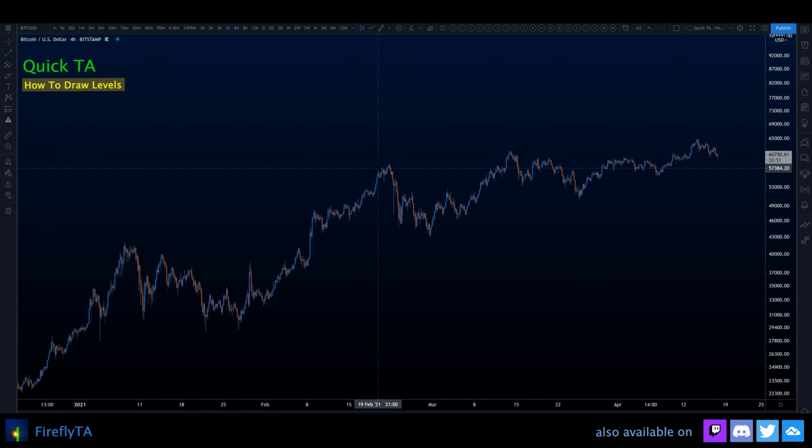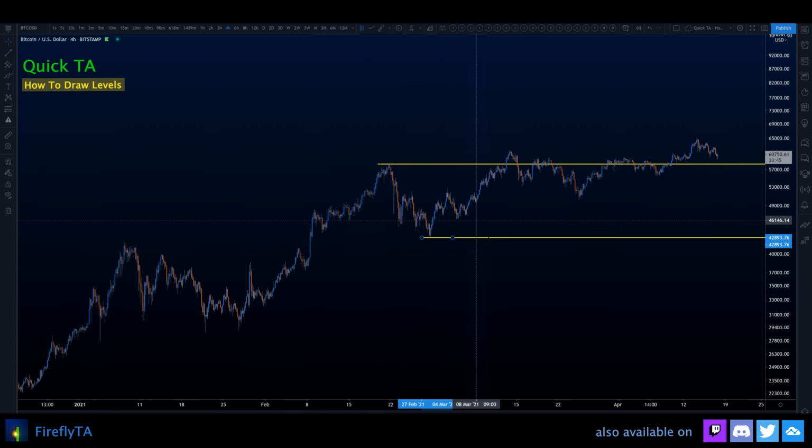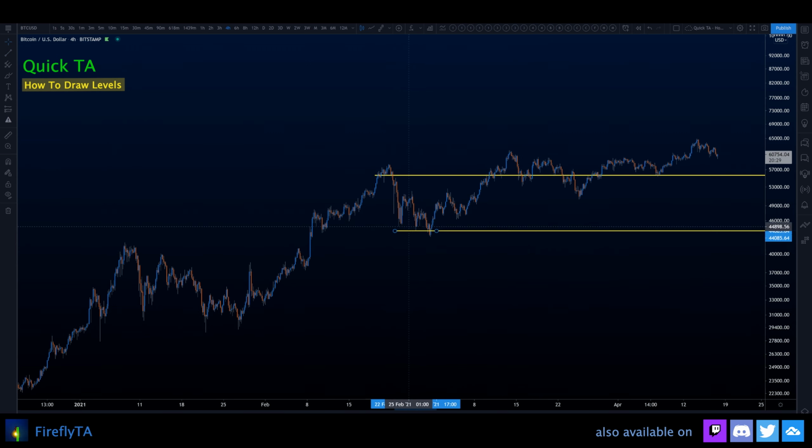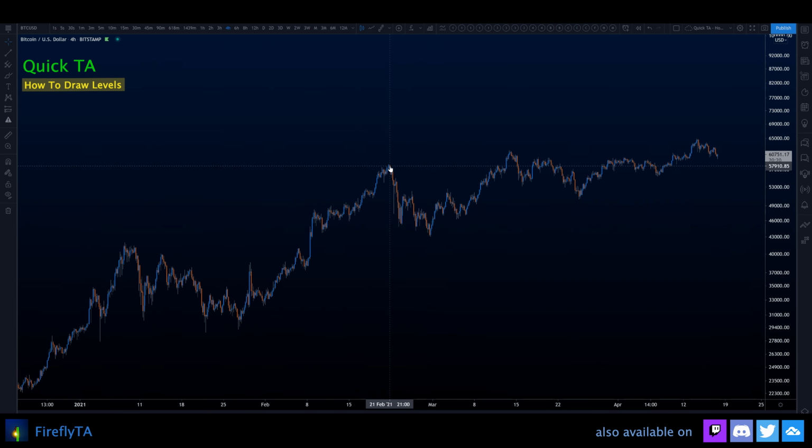A lot of people make the mistake of drawing levels where highs and lows are. These can be levels, but it is not guaranteed. I would not recommend drawing levels like this. Draw levels like this, for example. Use these wicks over here. Use the swing high structure here. Use the highest candle and the opposite end of it. Use these techniques. They will be more effective than just drawing a level where the top and bottom is.